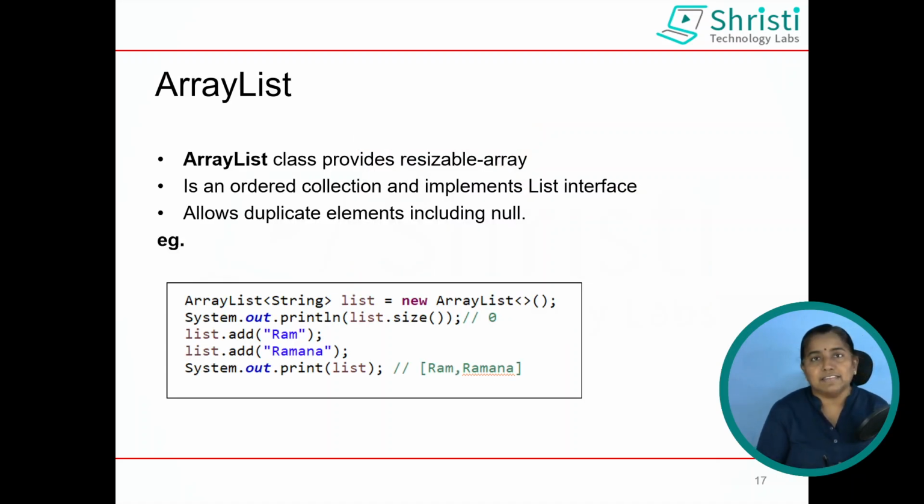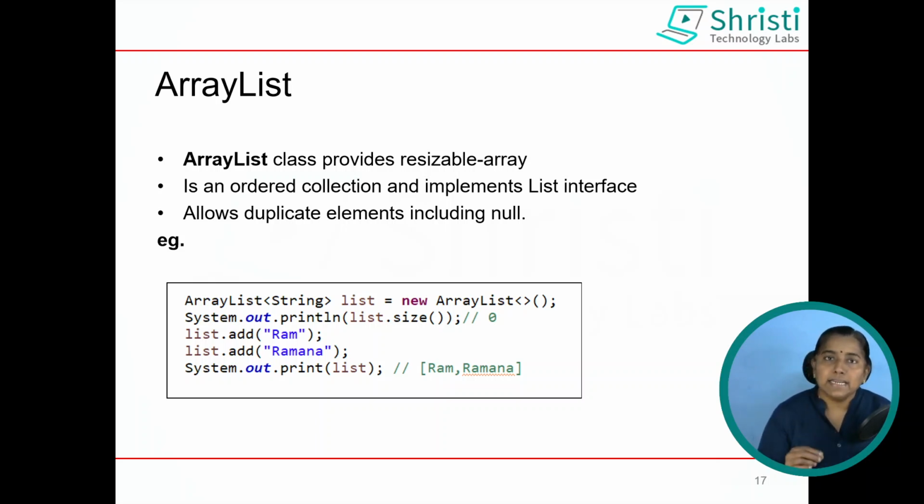What is ArrayList? ArrayList is an ordered collection. It is like a variable size array. Whenever you are adding elements, it will expand. When you remove the elements, it will shrink. ArrayList can accept null values and also it can accept duplicates. Now let us see an example of ArrayList.